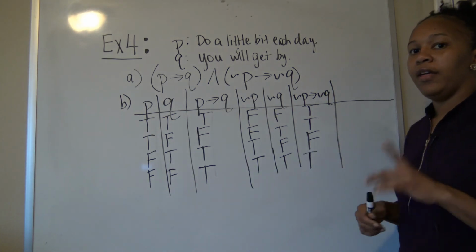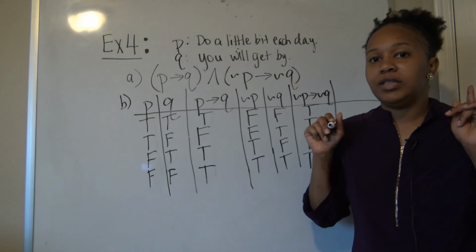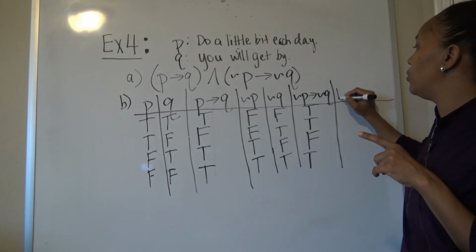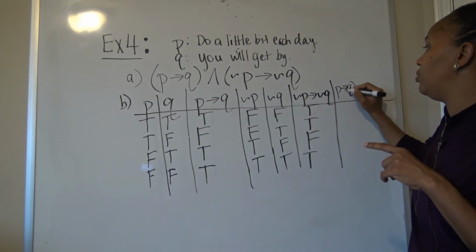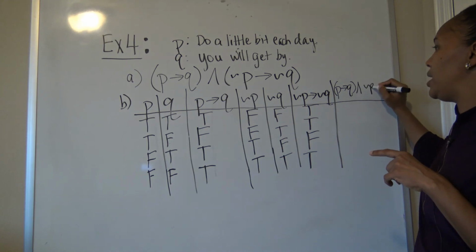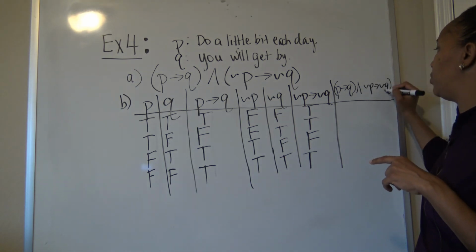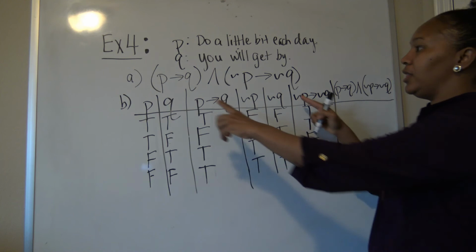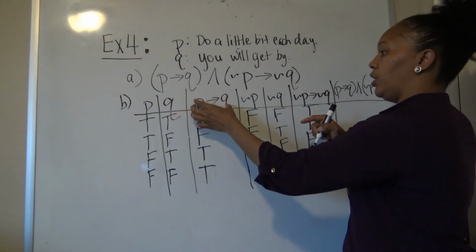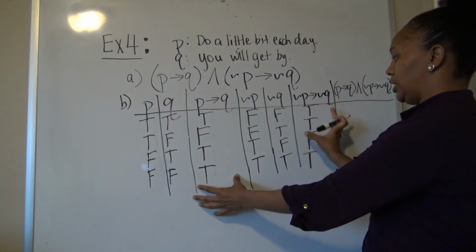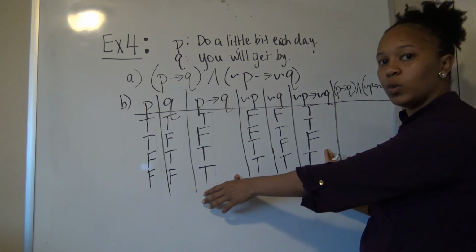Okay. And then for the last column, I'm going to have to squeeze it in here because I'm running out of room, is the whole thing: P implies Q and not P implies not Q. Alrighty. Now we're combining these two statements with the word and. So here's the first statement, here's the second statement, and we're combining those with the and.